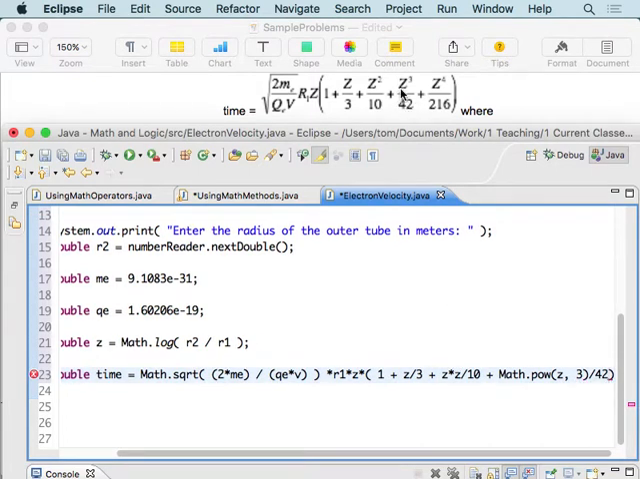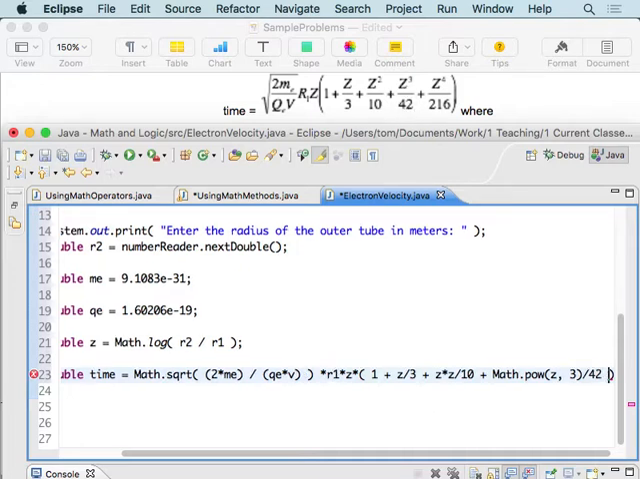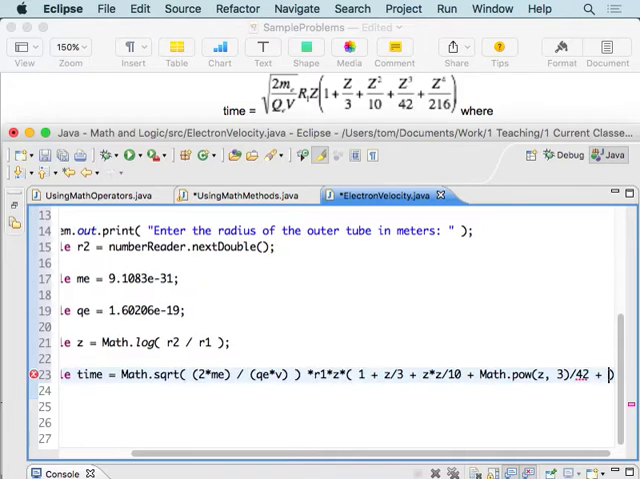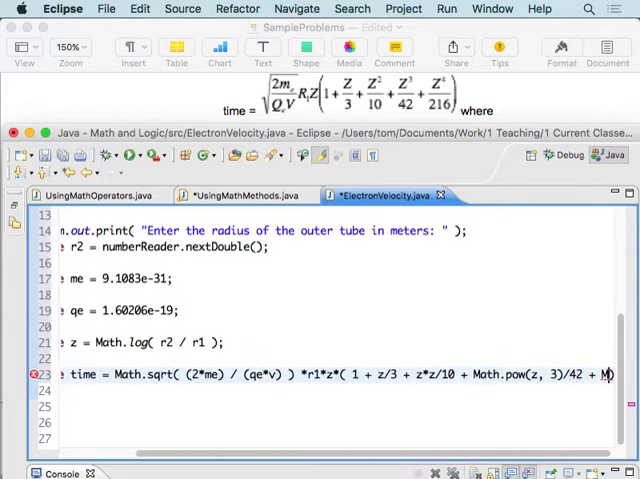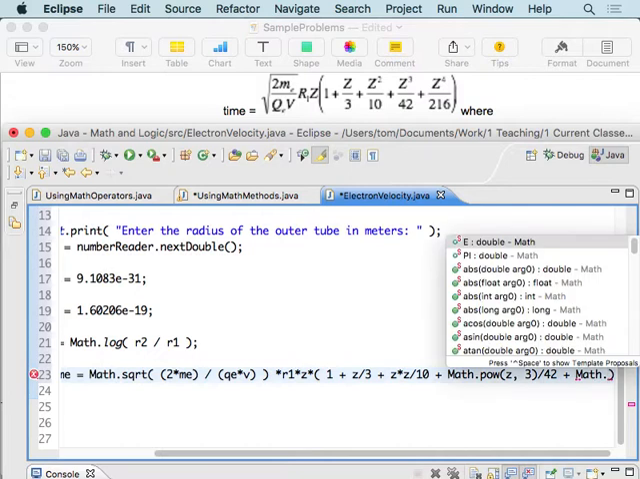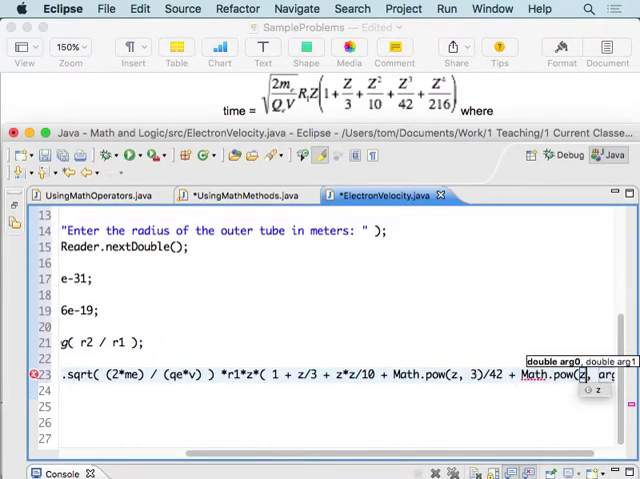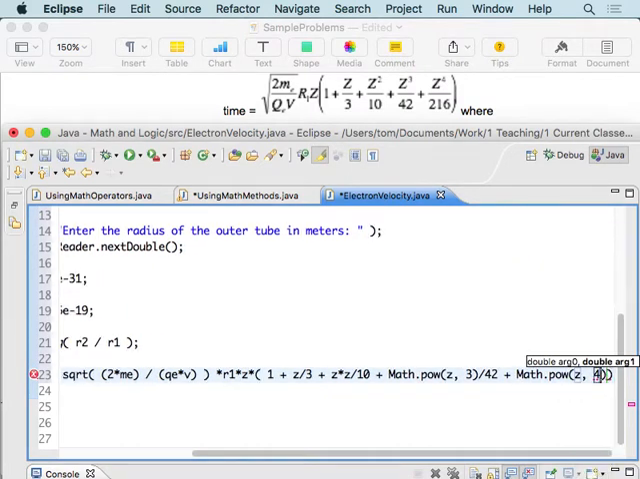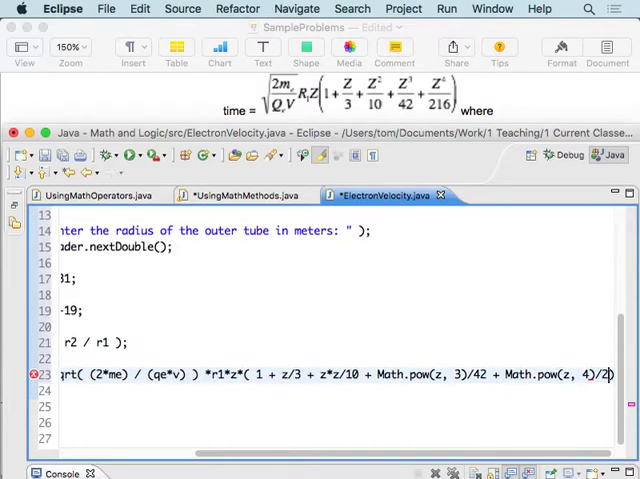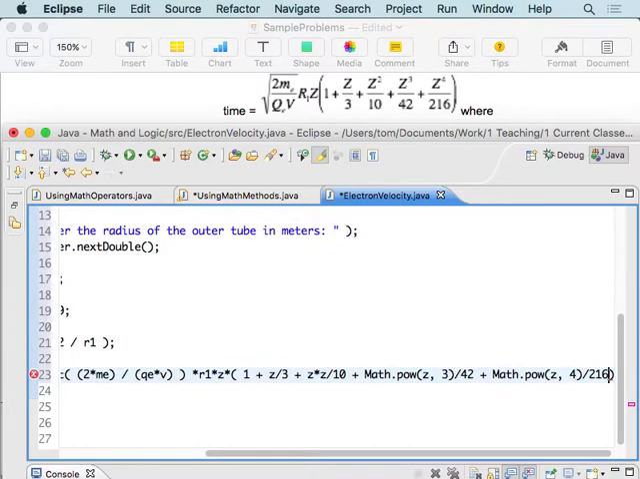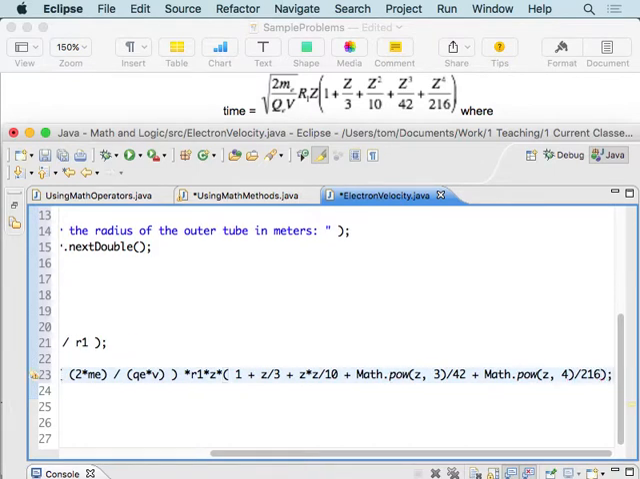So now I'm here in the formula, okay? Then I got to add on z to the fourth. So math.pow again, z, 4, dividing that by 216. And thank goodness that is the end of our formula. Holy bejeebers.